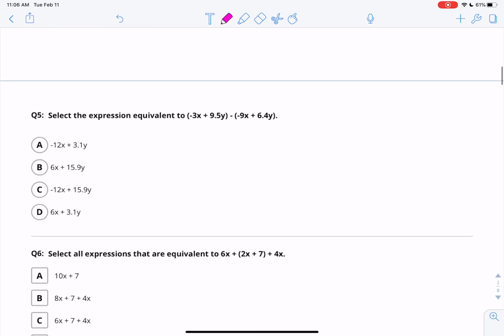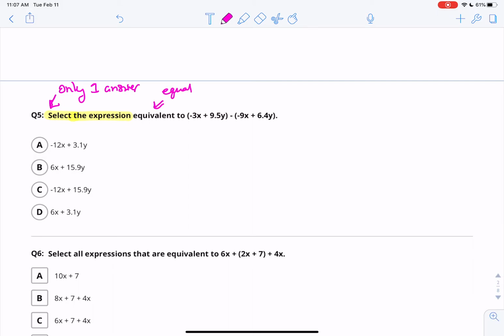Okay, number 5, select the expression equivalent. Okay, so on this one it says select the expression, not all. So that means one answer. There is only one answer. Okay, equivalent means equal to or the same.